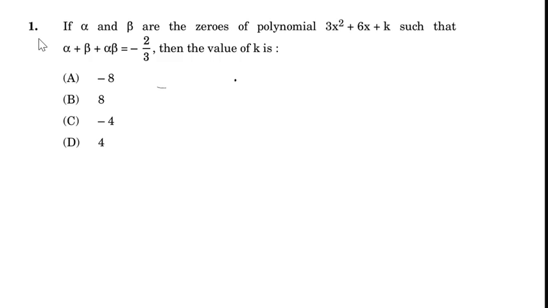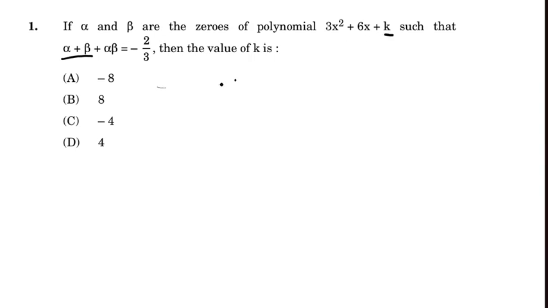Today we will discuss PYQ questions of math class 10th and how we approach the questions to solve. The first question is: given that alpha and beta are the zeros of the polynomial such that alpha plus beta plus alpha beta is equal to minus 2 by 3. This equation is already given, and you have to find the value of k. Alpha and beta are the zeros of this equation.